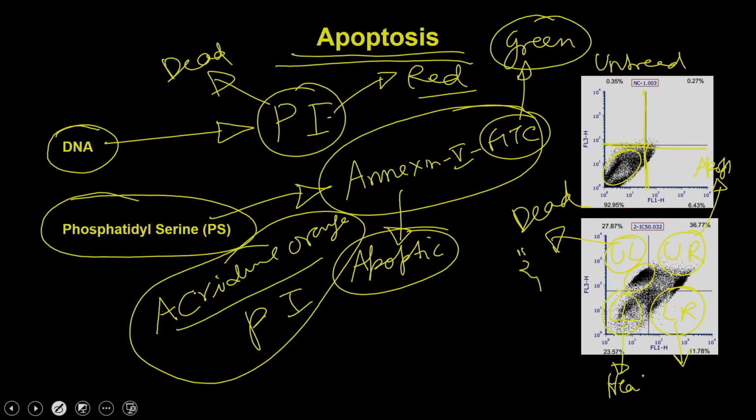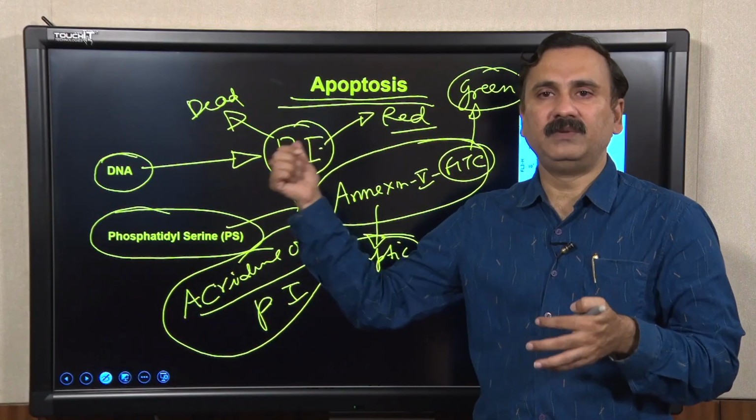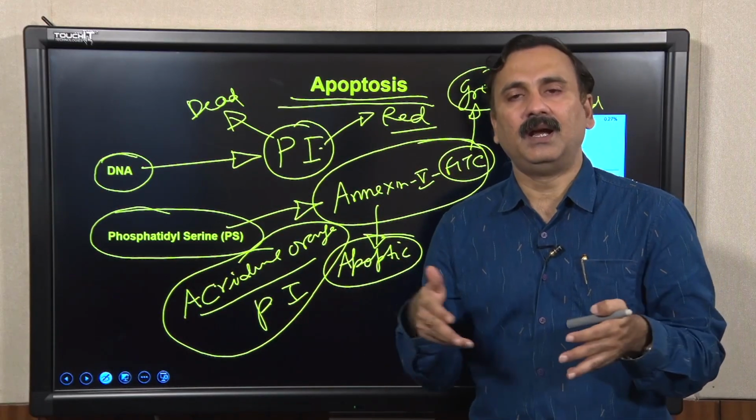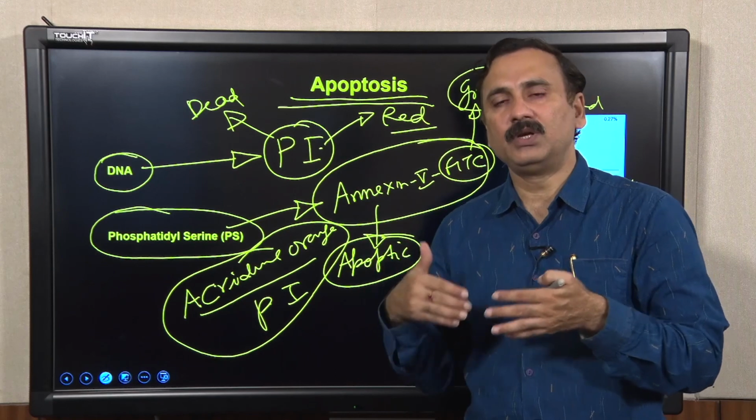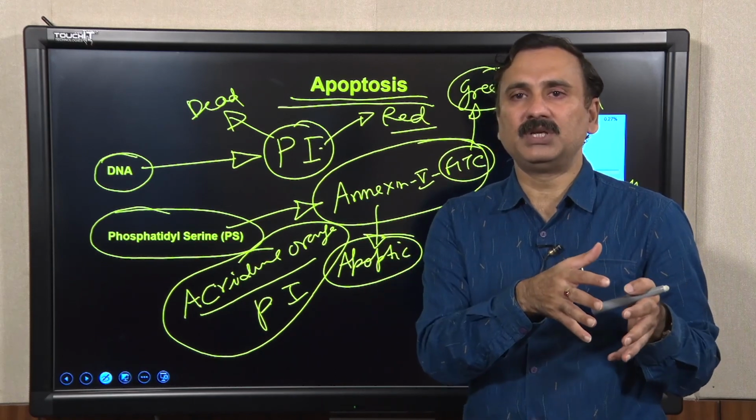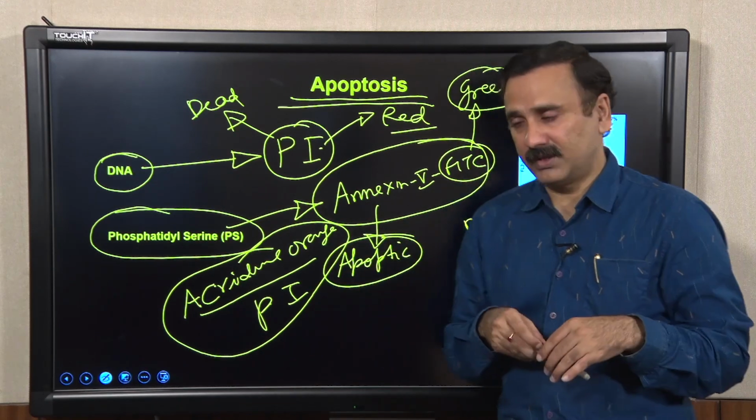So, that is how you can use the staining techniques with the different types of dyes, and you can use the checkerboard analysis with the help of the gatings, and that is going to tell you what cell population within the sample is apoptotic.